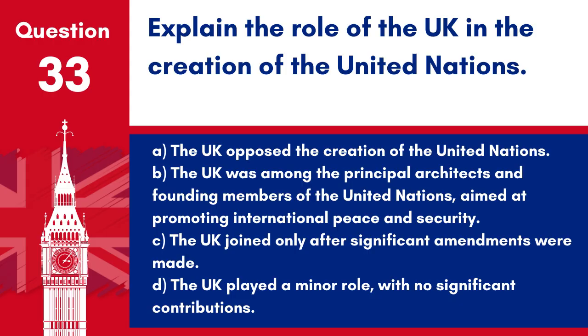A. The UK opposed the creation of the United Nations. B. The UK was among the principal architects and founding members of the United Nations, aimed at promoting international peace and security. C. The UK joined only after significant amendments were made. D. The UK played a minor role with no significant contributions.